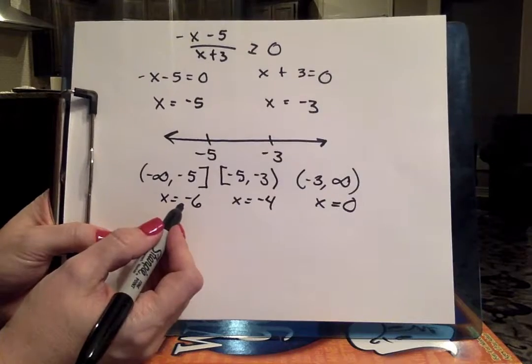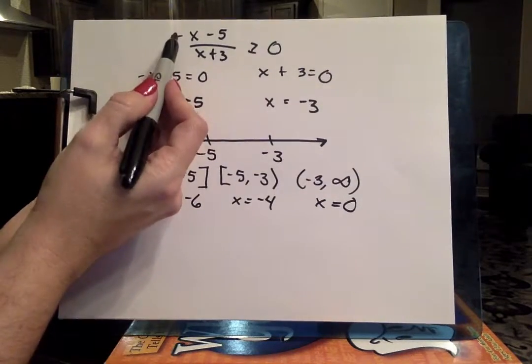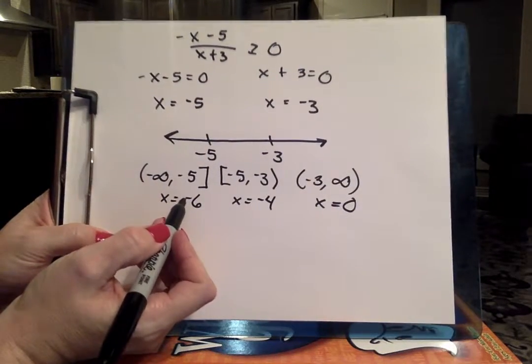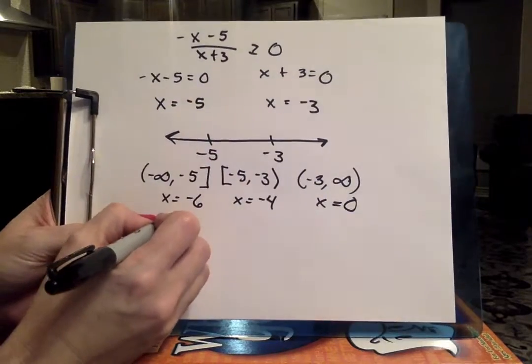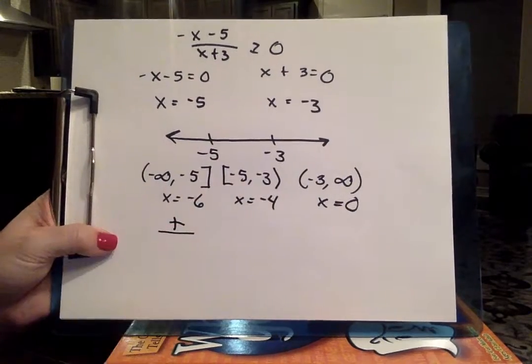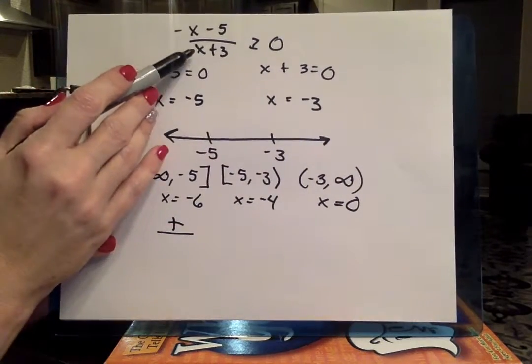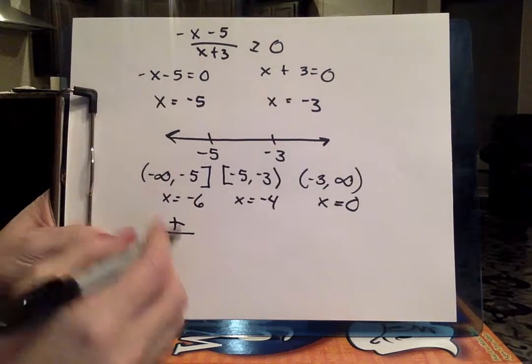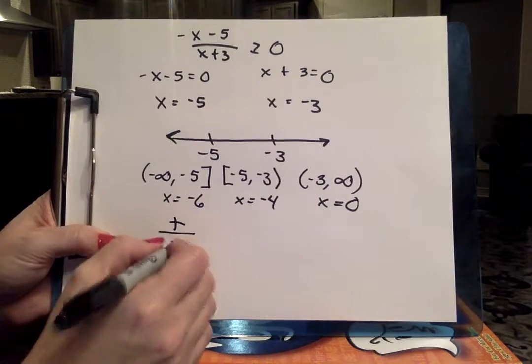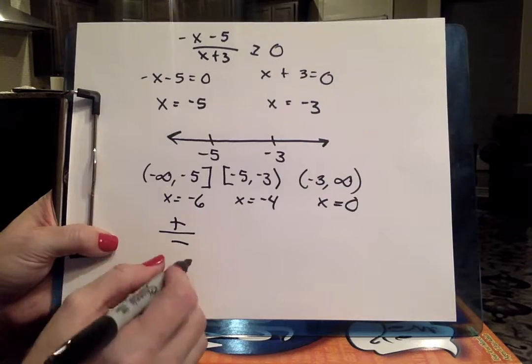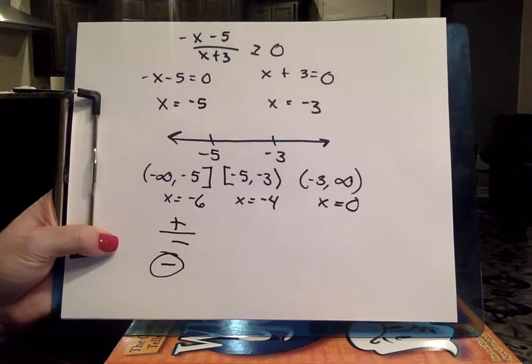I'm going to test negative 6. So I'm going to have negative 6. That's positive 6 minus 5. That's a positive. And then on the bottom, I'll have negative 6 plus 3. Negative 6 plus 3 is negative. Positive divided by negative is negative overall.